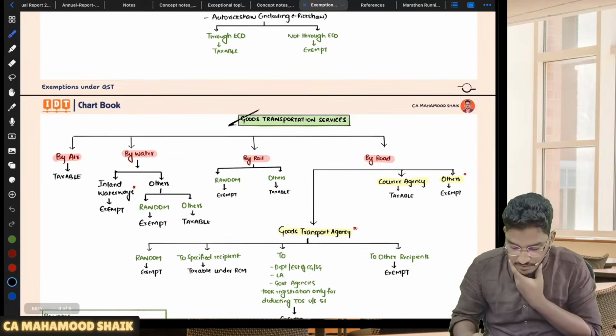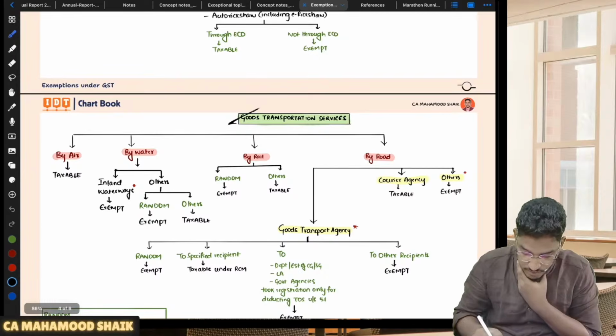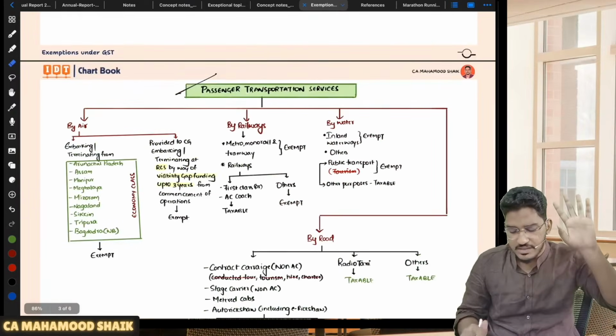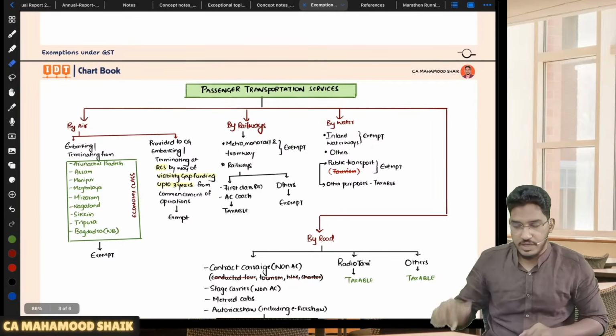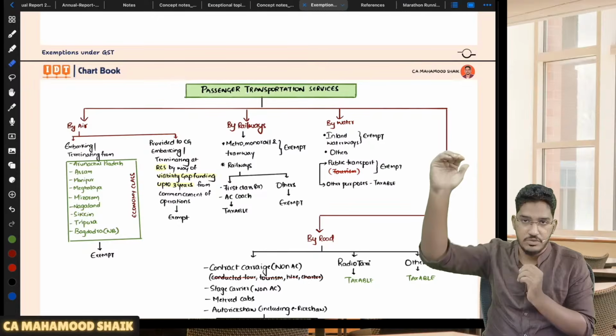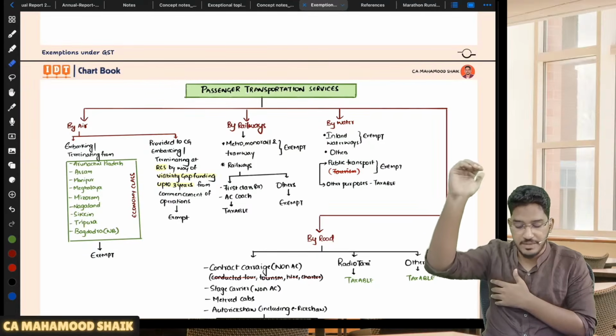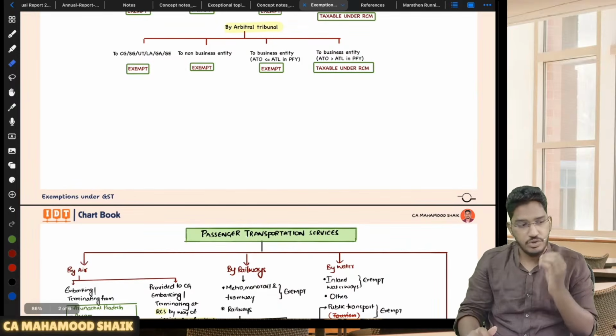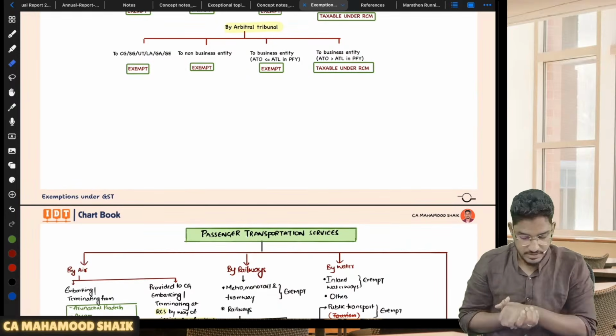I have a chart showing the exemptions relating to goods transportation services and the exemptions related to passenger transportation services. These charts are all available on the website. In the description of this video, you will be able to find the website. Just visit the website and go to the free resources section. In the free resources section, you will be able to find the exemption related charts. You can download it and use it for your purposes.